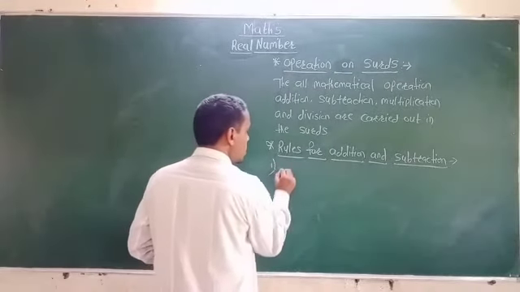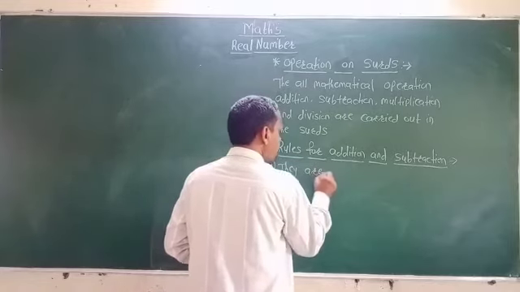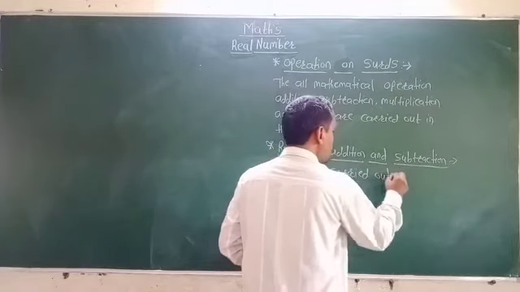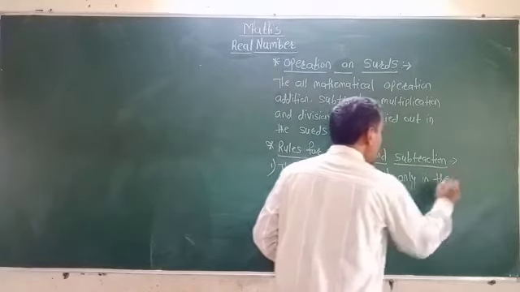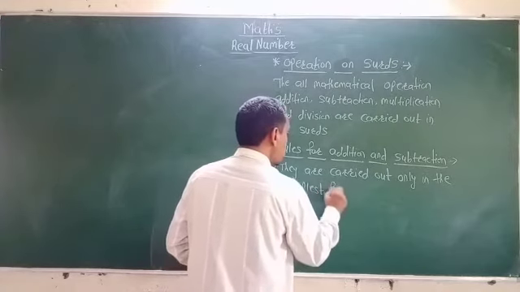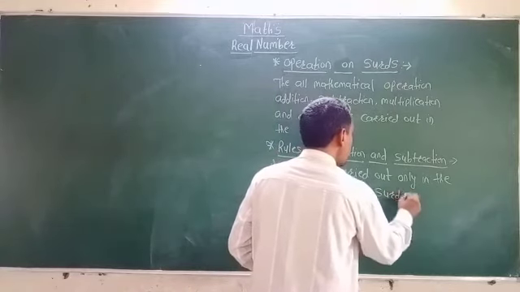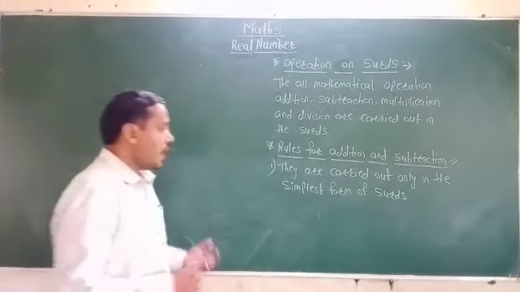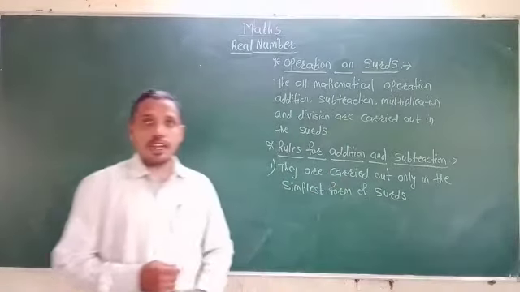So the first rule is, they are carried out only in the simplest form of surds. That means when we have the simplest form of the surds, then addition and subtraction can be carried out.